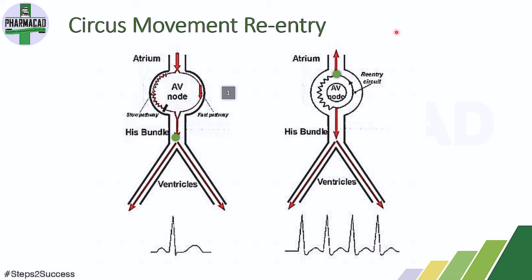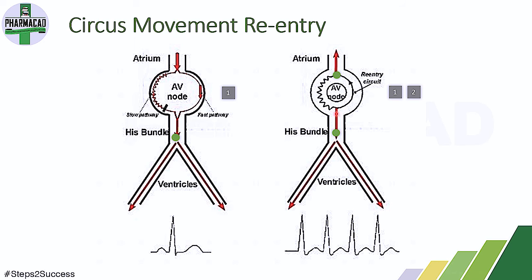See carefully. So you can see when one part of the impulse which was coming from the fast pathway, it generated one impulse, right? And the part of the impulse which came through the slow pathway re-entered through the AV node to the atria. It can come here and also re-enter the atria, right? But it is a slow one.